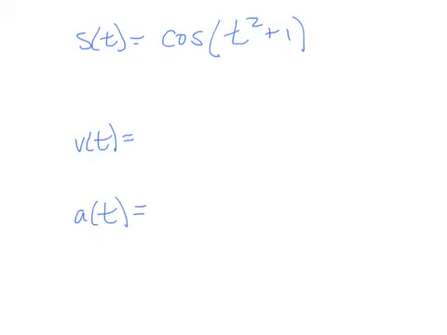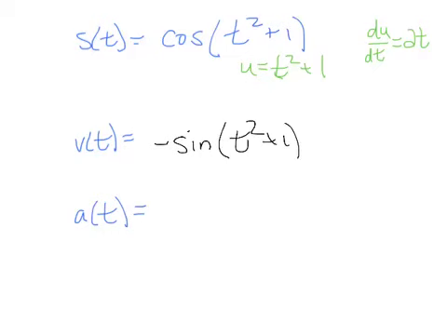All right, so here's a nice example. We've got an inside function that's pretty obvious here. The inside function is t squared plus 1. So let's find du/dt. The derivative of the inside function with respect to t, which is the independent variable here, is 2t. Now, the derivative of the outside function, of course, is negative sine. So the answer here for velocity, the derivative of position, is negative sine of t squared plus 1, because remember, u stays the same here.